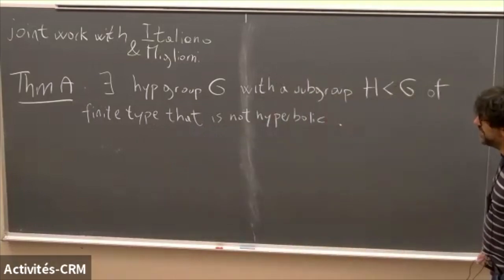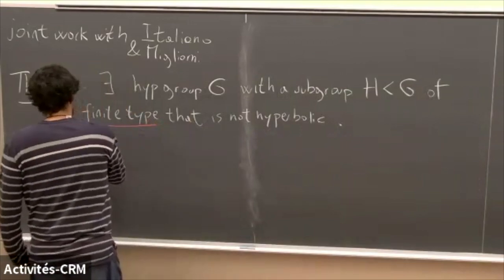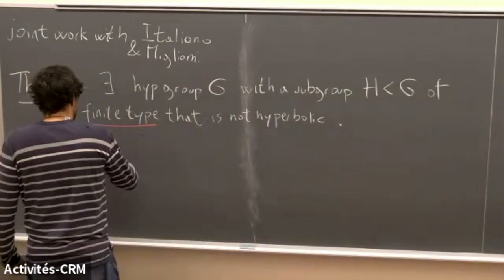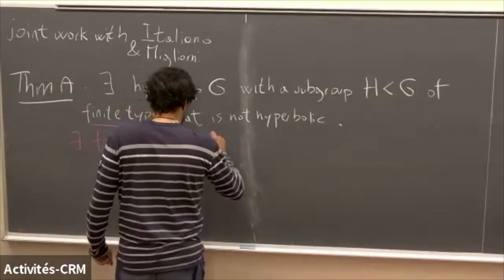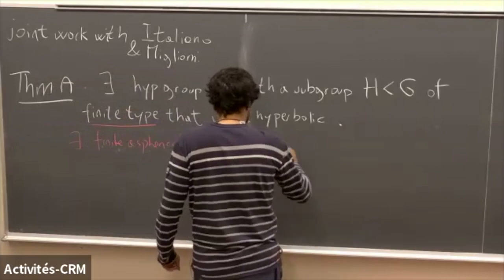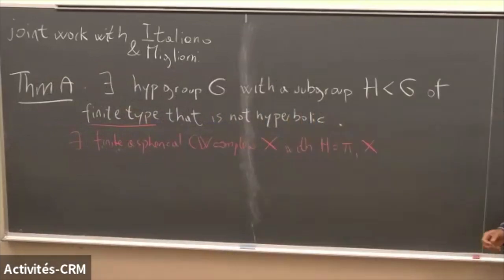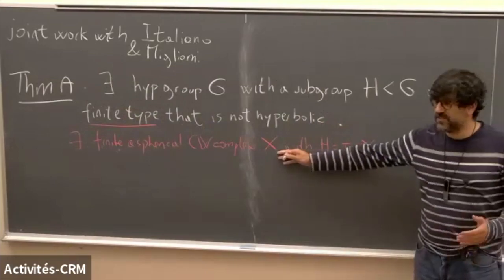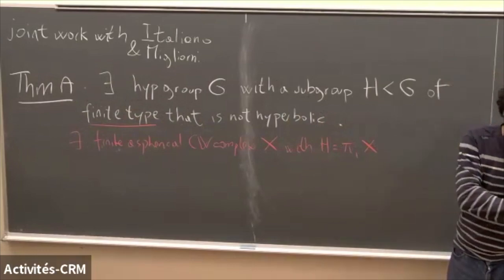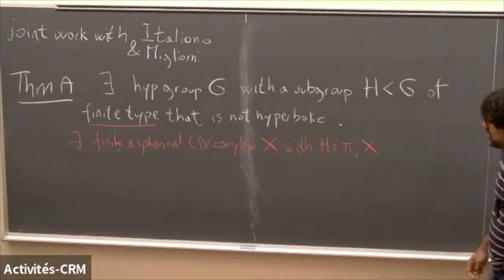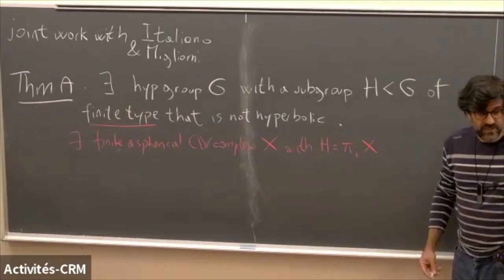So what does finite type mean? Finite type means there exists a finite aspherical CW complex X with H the fundamental group of X. So for instance, it could be the fundamental group of a hyperbolic manifold. Okay, so some aspherical finite CW complex. So this is the strongest possible finiteness assumption you can ask.